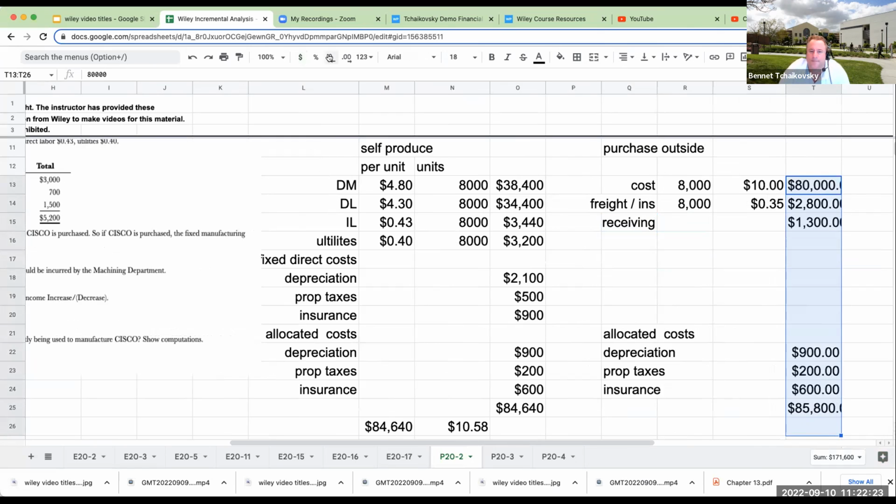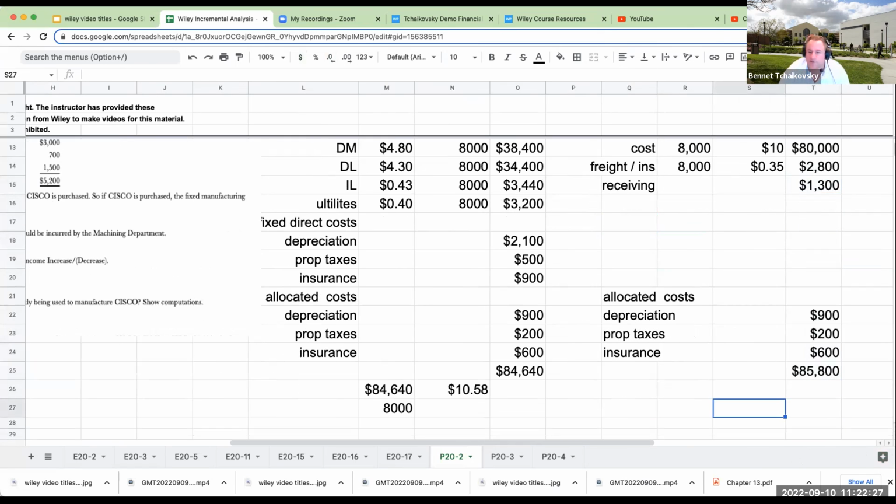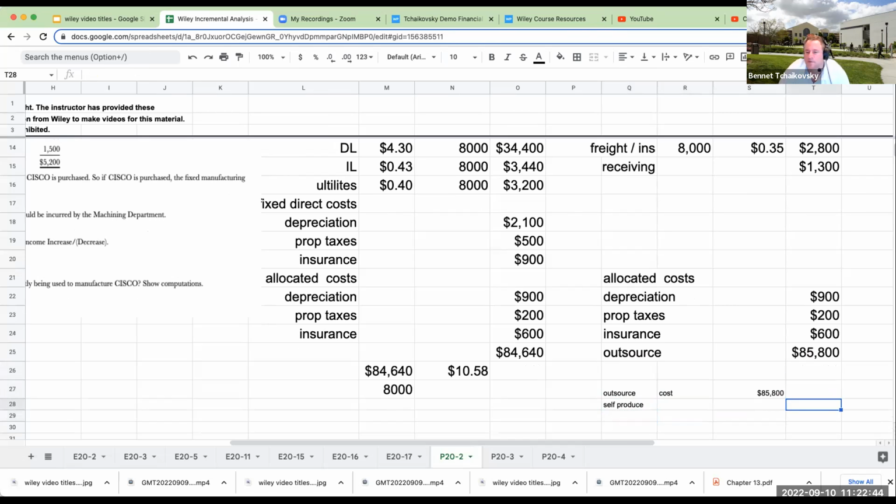Okay. Now the difference between these two: if we outsource, cost is going to be 85,800. If we build, self-produce, this is going to be over here at 84,640. So it's going to cost us 1,160.